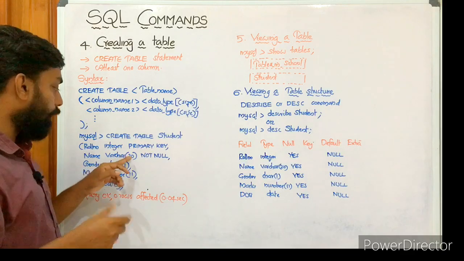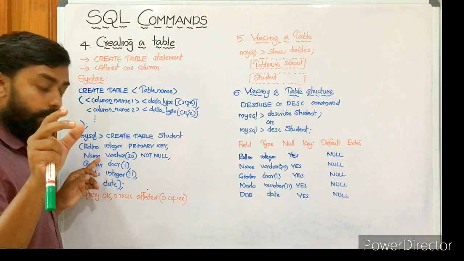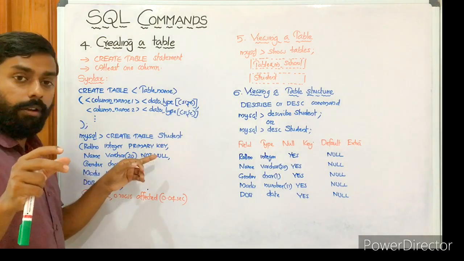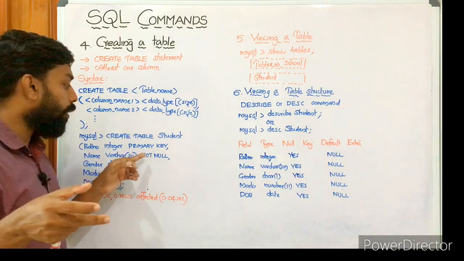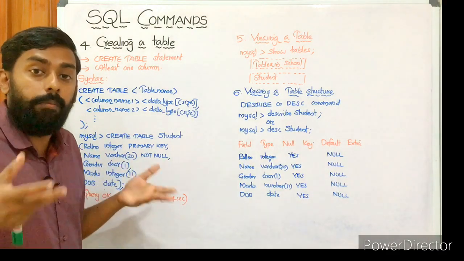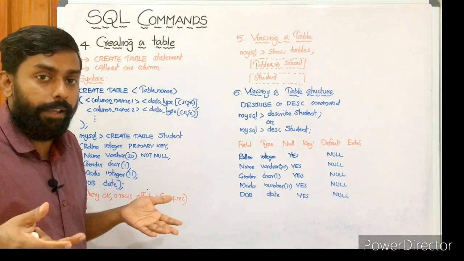Second, the column name, varchar 20. The second column is name, having the data type varchar and the size is 20, and not null is another constraint, right? Not null means we must have a value in name, but there can be duplication, there can be duplicacy, right?